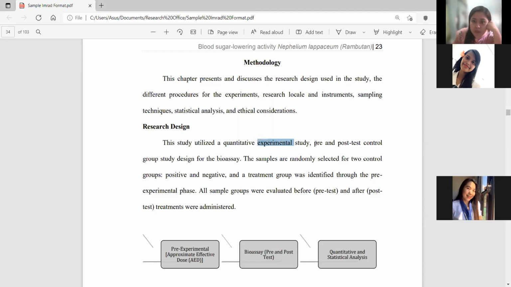But under experimental design, we have specific designs. What they used is the pre- and post-test control group. I will discuss that in the finals. Okay? Questions?